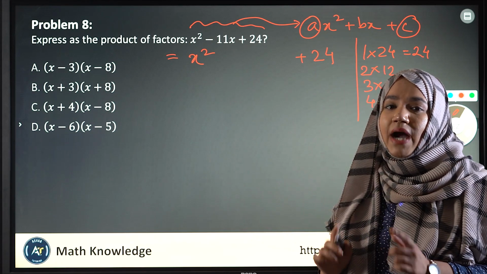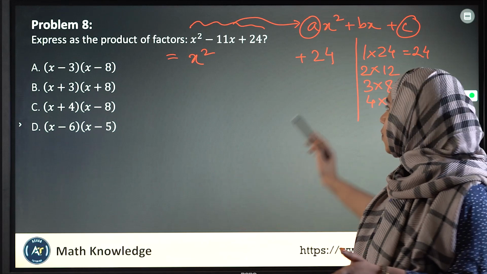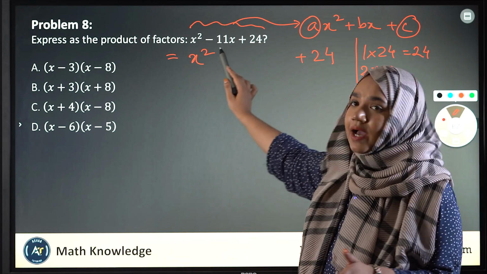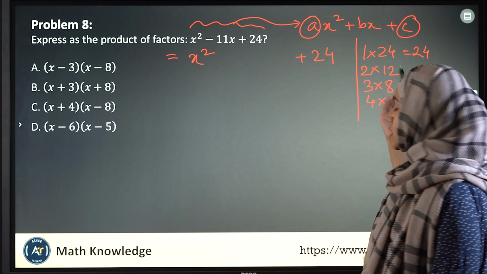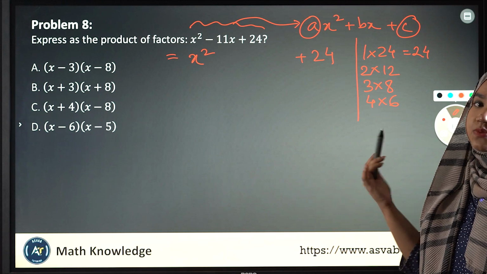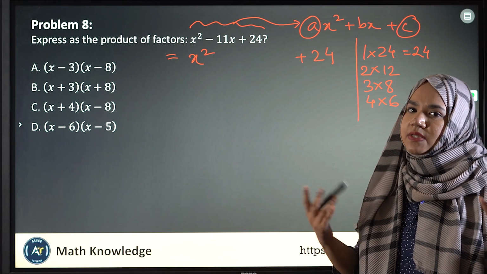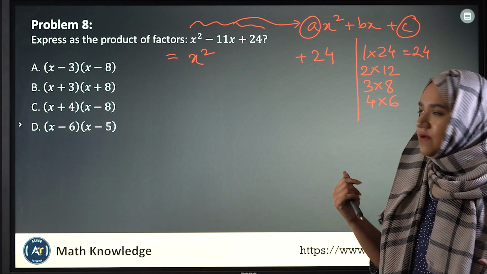The second term here is minus 11. We need to know what gets added or subtracted to figure out minus 11. Like, we have 1 and 24, right? So if I add them up, it's going to be 25. If I subtract them, it's going to be 23. So neither of them is minus 11.